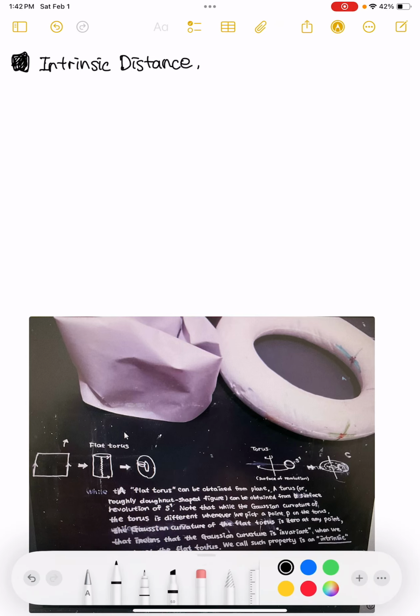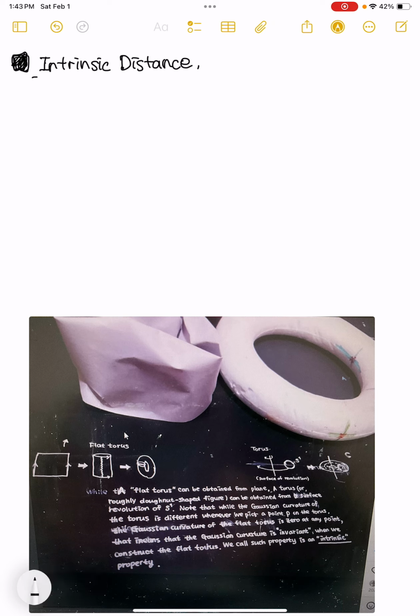Okay, then let's go ahead. The next topic, intrinsic distance. Before we talk about intrinsic distance, we can see what the term intrinsic is, and what is an intrinsic geometry.